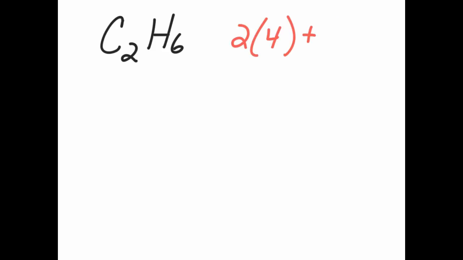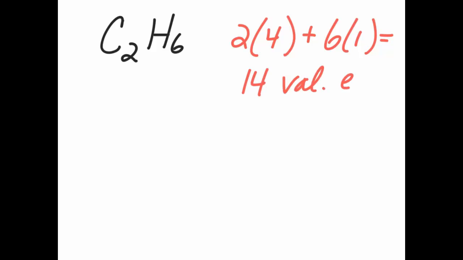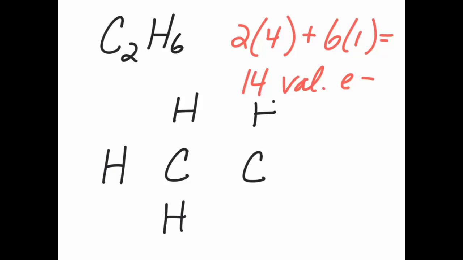Our next molecule is C2H6. Adding up these valence electrons looks like this. There are 2 carbons, each with 4 valence electrons. There are 6 hydrogens, each with 1 valence electron. That adds up to a total of 14 valence electrons to work with. Now we know to put the hydrogens on the outsides, and we know to make it as symmetrical as possible. So why not distribute the hydrogens around the carbons like that? Start placing electrons in between the atoms to create covalent bonds.